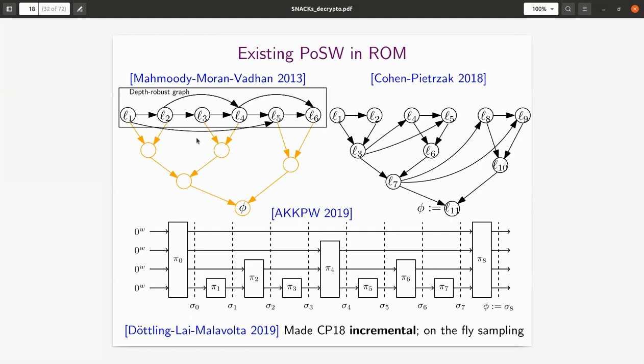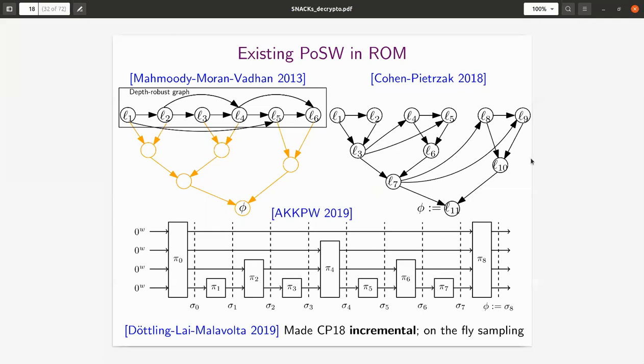The first such construction was by Mahmoody, Moran, and Vadhan, in which this upper part, the black part, is depth-robust graphs. The prover will compute a labeling for this graph, and this orangish thing is a Merkle tree that commits to it and produces phi, and then you run the challenge-response phase that checks the consistency of labels. The verifier chooses which labels it wants to check the consistency of. This construction was theoretically very exciting and interesting, solved an open problem, but it was very impractical, for many reasons.